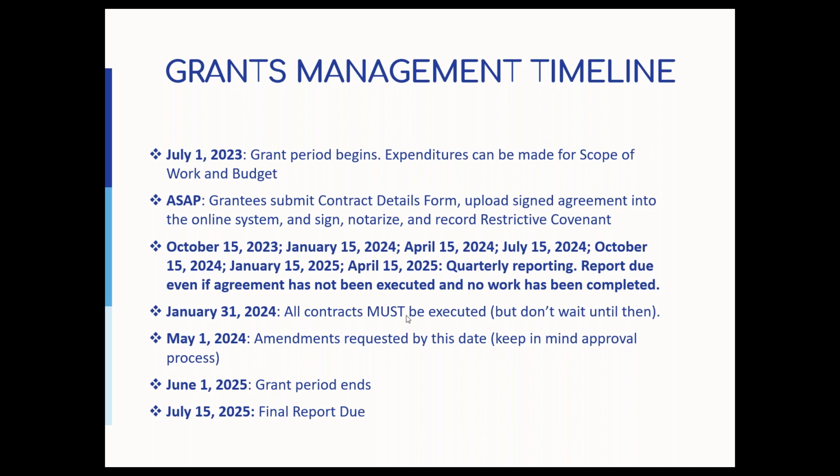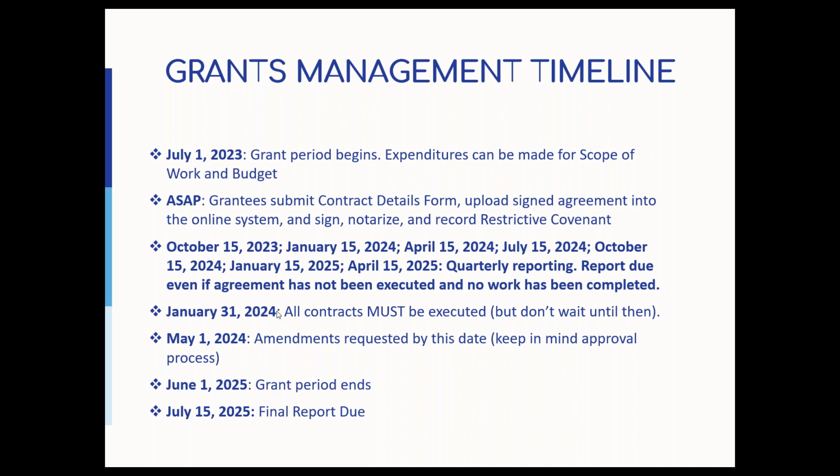Reporting is quarterly, and I have the dates here for when the reports are due. The first one will be due October 15th. Even if you don't have an executed contract, you do need to do the report, even if it's just to say, we haven't done anything yet. That's fine. We just like those quarterly check-ins. And I do need to fix the slide because it says January 31st, 2024. It's actually January 31st, 2025. So I'll fix that before I send these out.